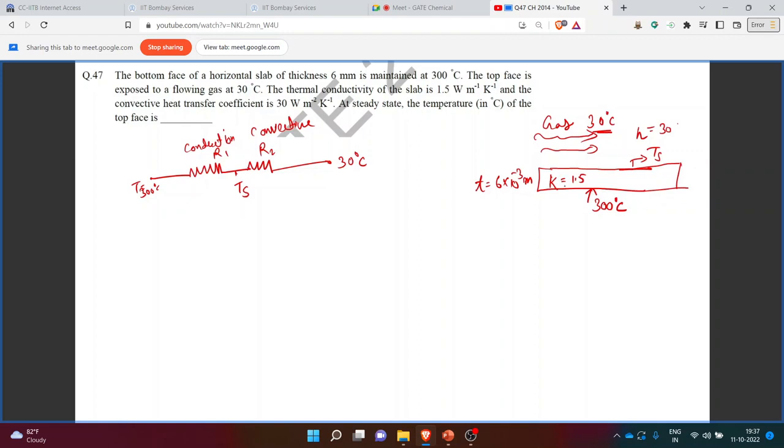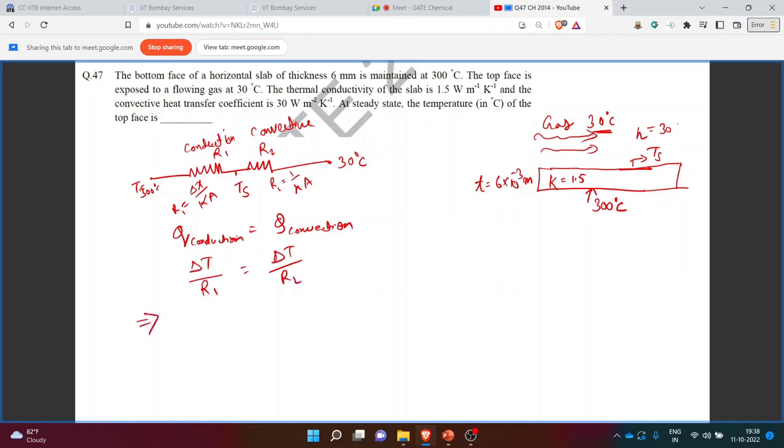We can write the energy balance as Q of conduction is equal to Q of convection. Q of conduction will be delta T upon R1, where R1 is the resistance. For conduction it will be delta X upon Ka, and for convection R2 will be 1 upon Ha. So for convection it is delta T upon R2.